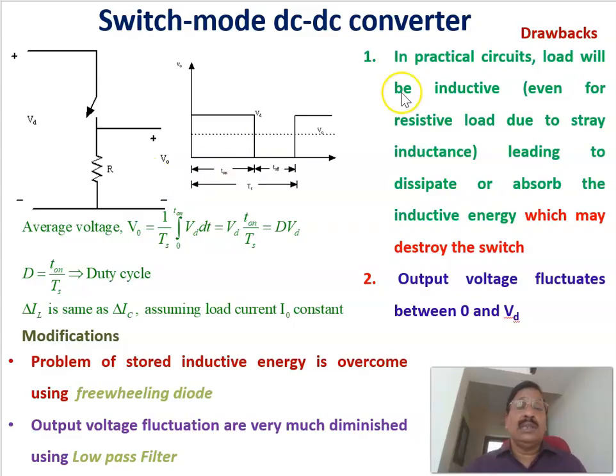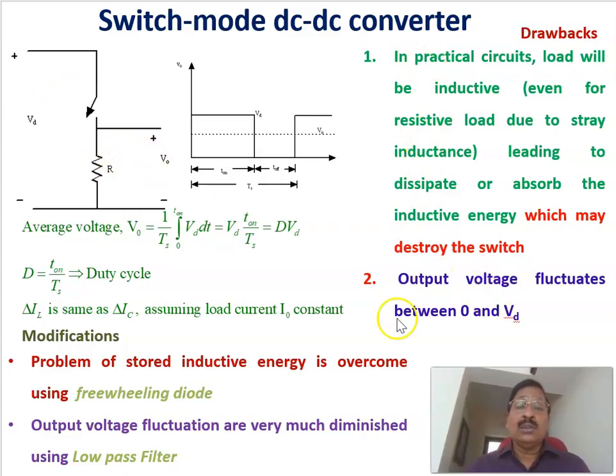Now, what are the issues here? One issue is that in a practical circuit, the load will have an inductance, or even for a resistive circuit, there will be stray inductance. Because of the inductance of the load, when the switch is turned off suddenly, a voltage will be developed across the switch that will destroy the switch. That is because of the inductance of the load. That's the one issue. The second issue is that in this circuit the output voltage is not constant. It will be either Vd or 0. Therefore, these are the two issues of this particular circuit.